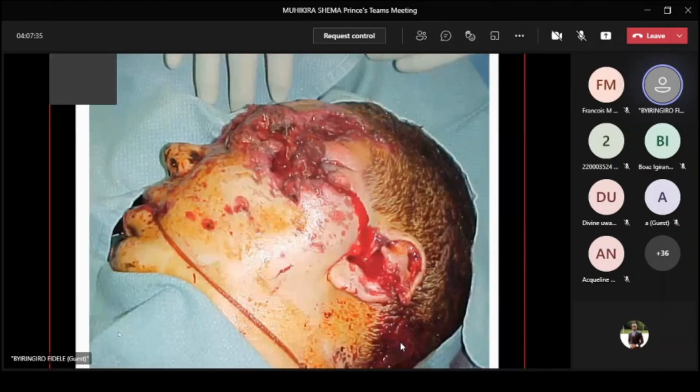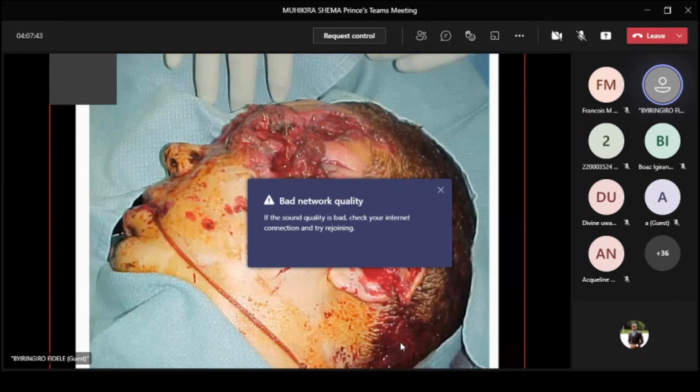Breathing, circulation. After that, now you ask the patient to open eyes. He cannot open eyes. Now you ask the patient to talk. You are conversing. Now you ask the patient to move the limbs. But you will never ask the patient to move the limbs before you control the airway.